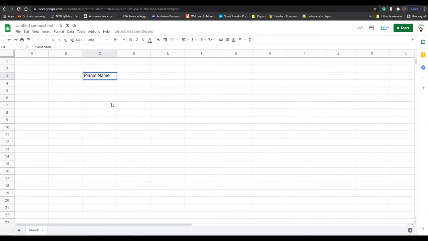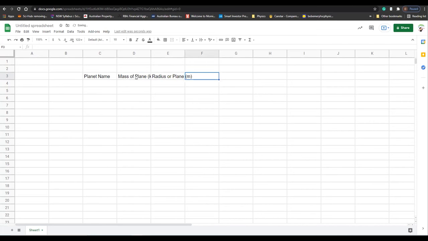Planet name. Okay. Then I'm going to have my mass of planet. Most important thing is in parentheses, put the units. We're going to be using kilograms. Move across. Radius of the planet. We're going to have that in meters.